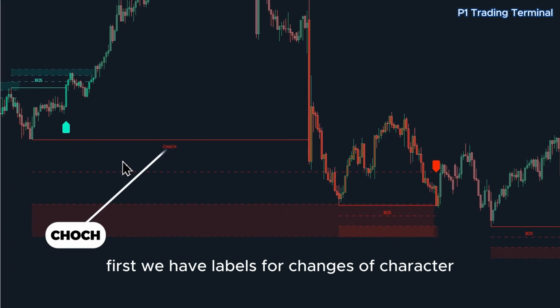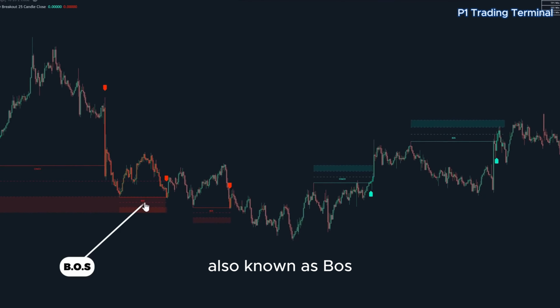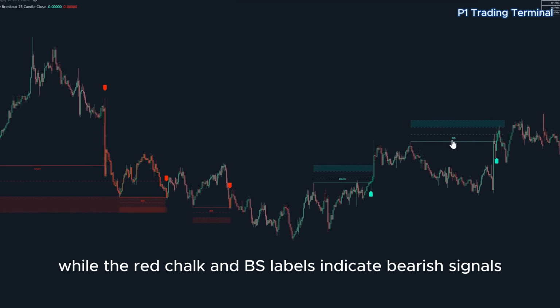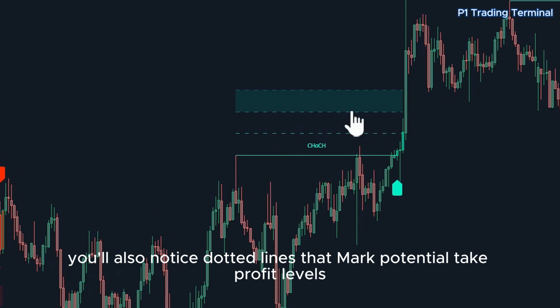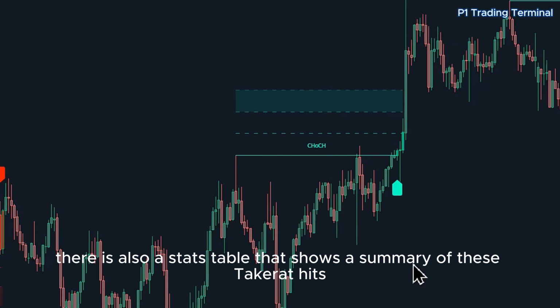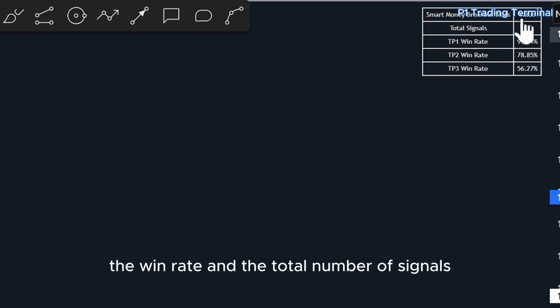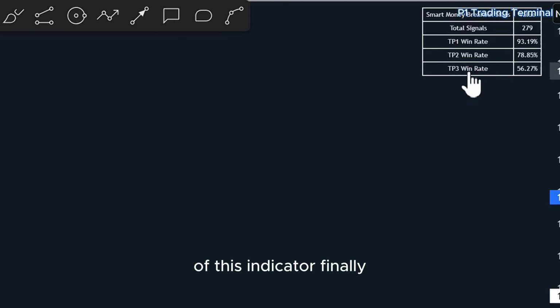First, we have labels for changes of character, also known as CHoCH, and breaks of structure, also known as BOS. The green CHoCH and BOS labels indicate bullish signals, while the red CHoCH and BOS labels indicate bearish signals. You'll also notice dotted lines that mark potential take profit levels. Usually the first dotted line is TP1 and the second one is TP2. There is also a stats table that shows a summary of these take-profit hits, the win rate, and the total number of signals, but it's not necessarily a reliable way of testing the success of this indicator.